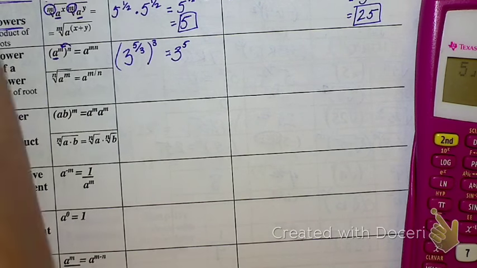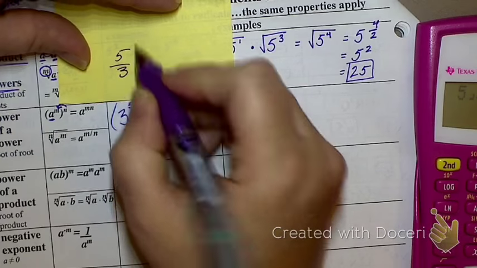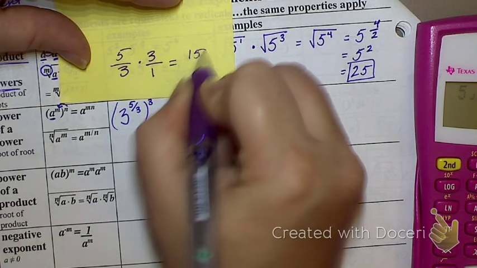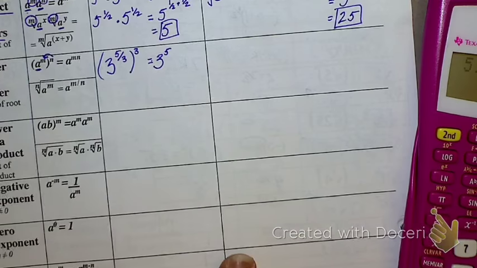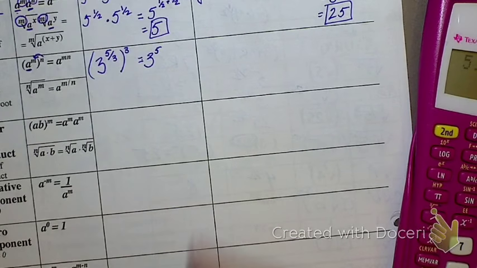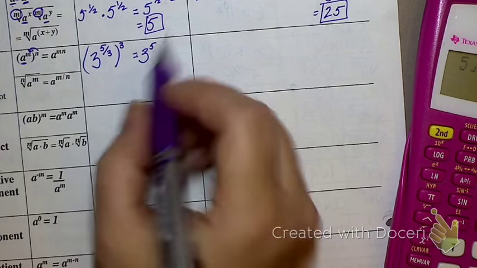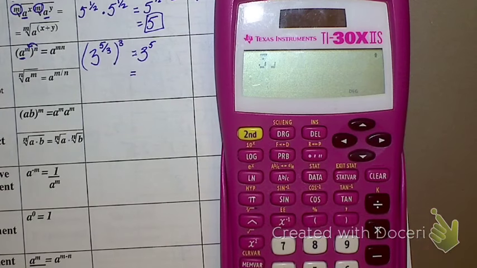By hand, why does that work? Well, 5/3 times 3, which is 3 over 1, is 15 over 3, which reduces to 5. That's what it is by hand. Now, whenever you have a number and a power, or a number and an exponent, I should say, I do actually want you to multiply it out. So what is 3 to the 5th power?